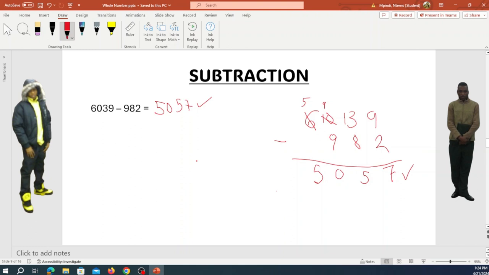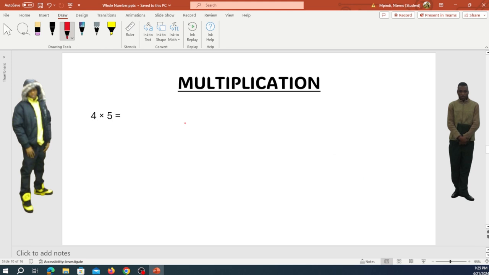Now, we're going to do the next exercise. Okay? So when you take a look here, this is a multiplication. The answer is 20. Okay?